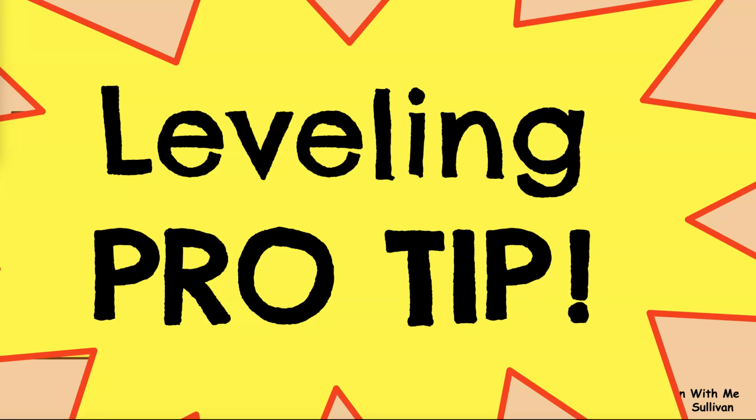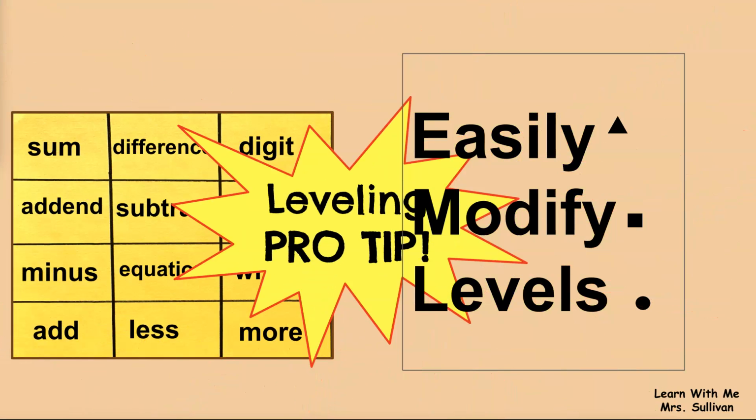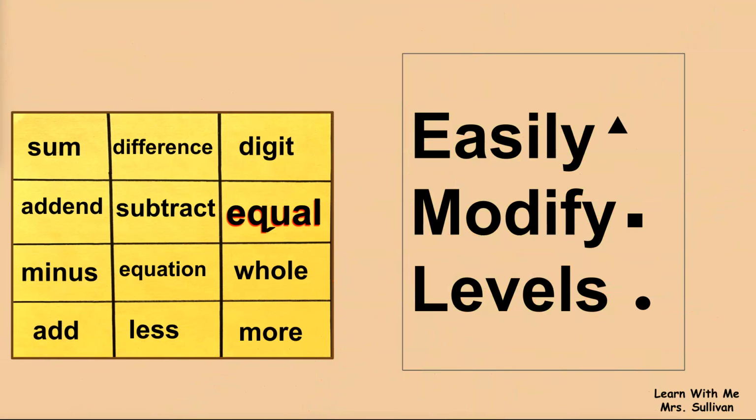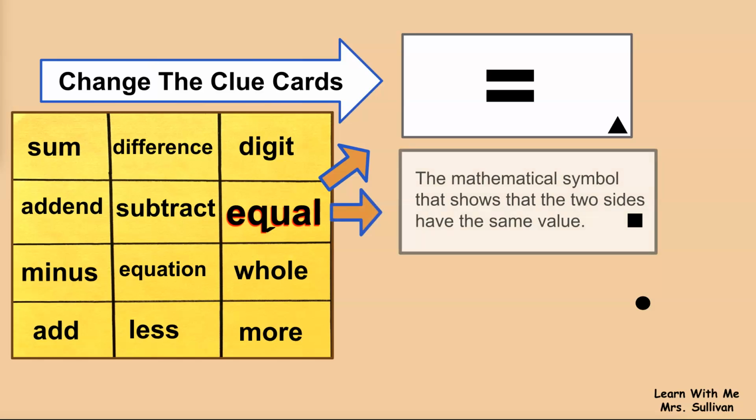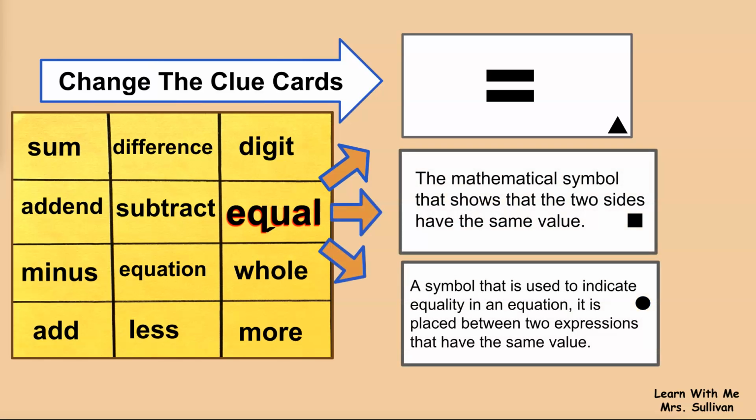Here is a leveling pro tip bonus round. One of the things you might level for small group instruction is bingo games. You can modify the levels by changing the clue cards. Presto, easy to advanced versions using the same exact bingo game.